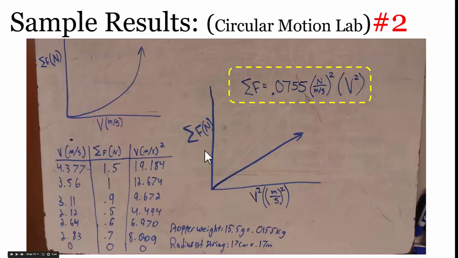A second example of data showed that, again, when this group graphed the sum of the forces on the object that was pointed towards the center versus different velocities when the object was moving in a circular path at a constant radius, it was an exponential relationship. They also re-expressed that graph as a straight line by squaring the x variable, and so they got the equation to predict the size of the sum of the forces needed to keep their rubber stopper moving in a circle, in this case at a constant radius of 0.17 meters, equal to 0.0755 newtons divided by meters per second squared, all times their velocity squared. So this group got a higher slope value.